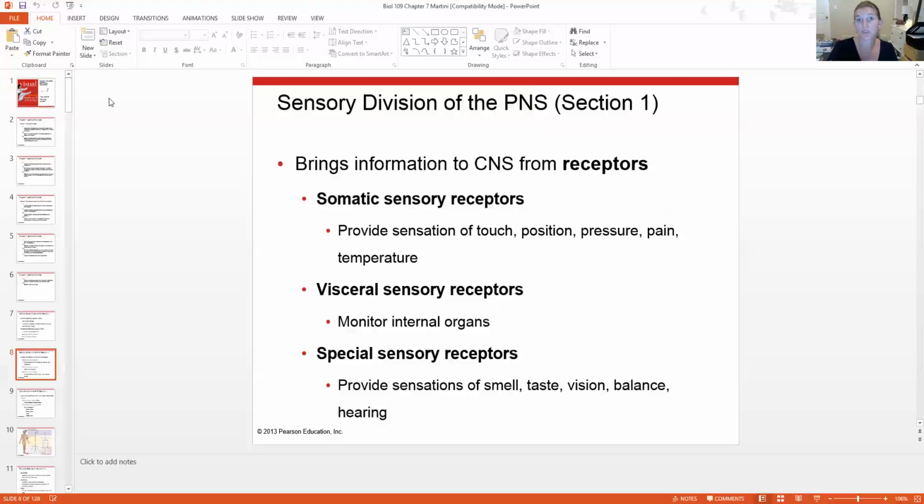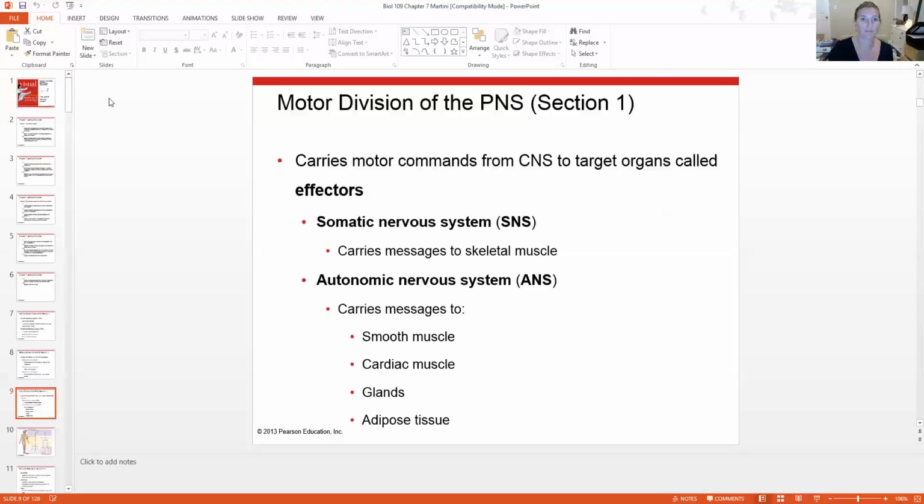Then we have visceral sensory receptors. This is what's going on inside of us. These are monitoring our digestive system, our respiration, our heart rate, all the things that we're not aware of. Then you have special sensory receptors. These are taste, smell, olfaction, balance, hearing, etc.